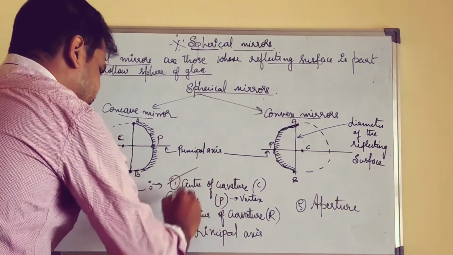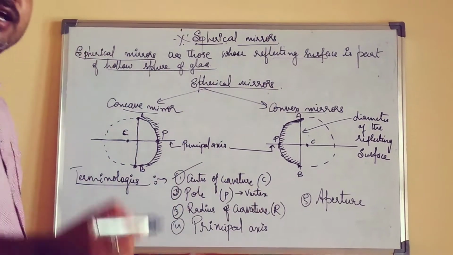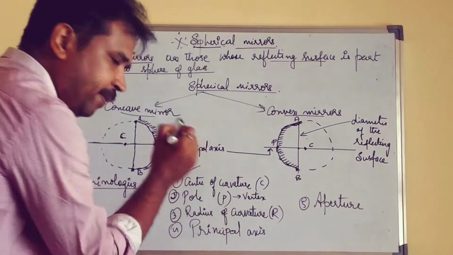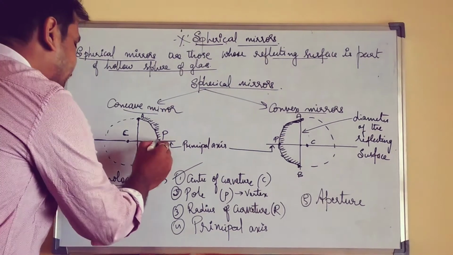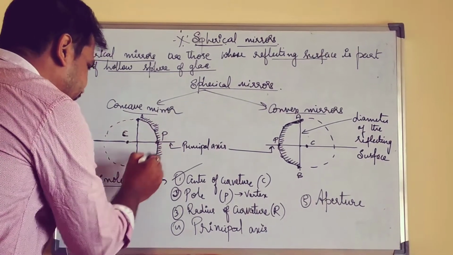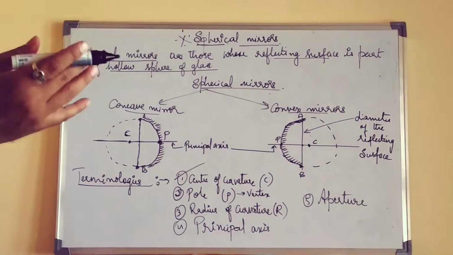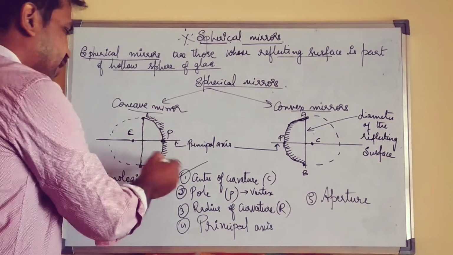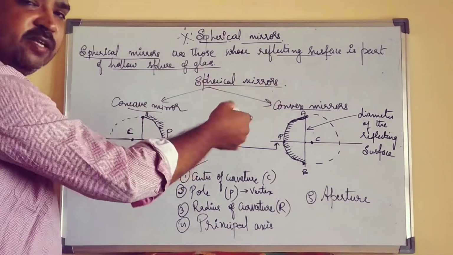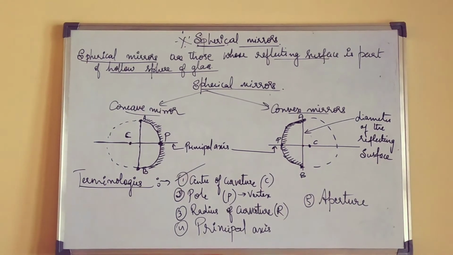Now the second definition is pole. Pole is also called vertex. It is represented by capital P. Define pole: what is the pole of the mirror? The center of the spherical mirror. The center of the spherical mirror, whether concave or convex, this P is called the pole of the mirror.